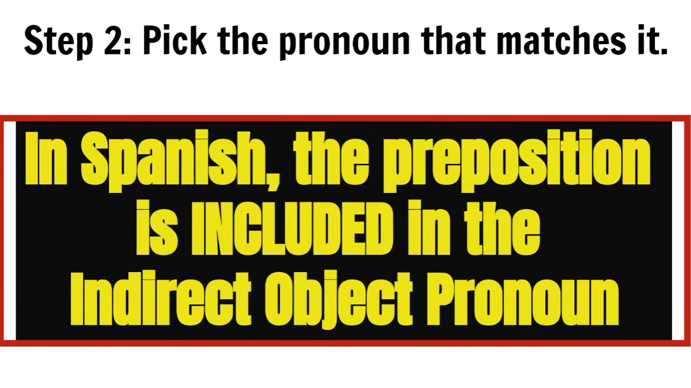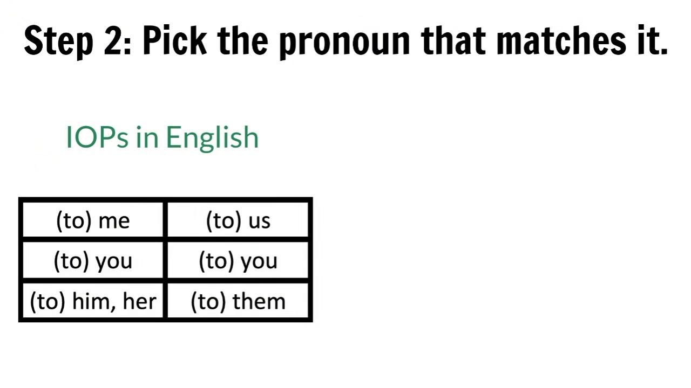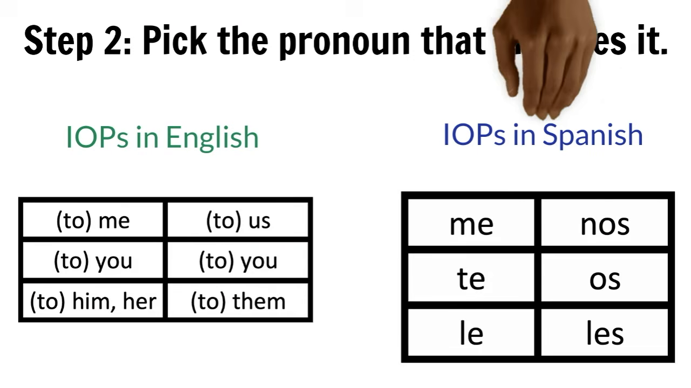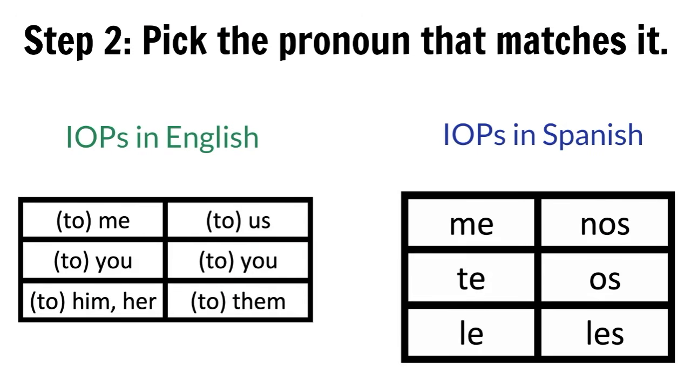Make a note of that, it's key information. In Spanish, the preposition is included in the indirect object pronoun. Memorize this even if it doesn't make perfect sense to you yet. Alright, now let's see them in Spanish. Me, te, le, nos, os, les.